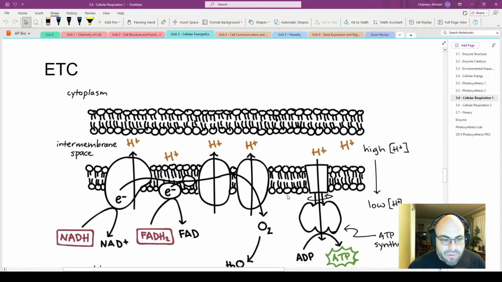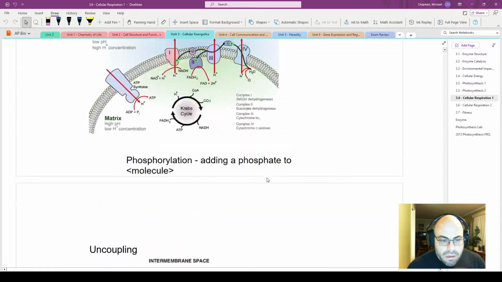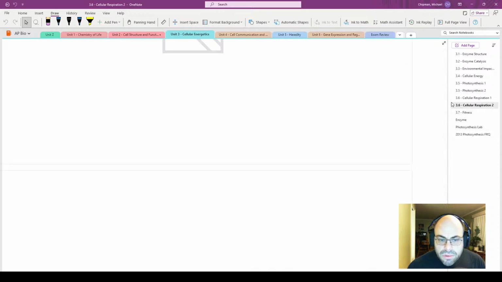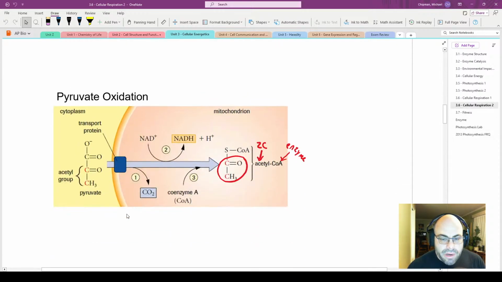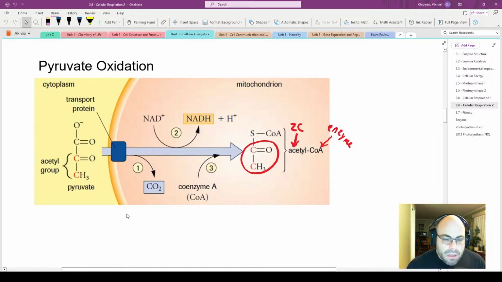This is what we call pyruvate oxidation. Where is it? It was on this right here. Pyruvate oxidation. I don't really like that they made a special thing for this. It's fine.